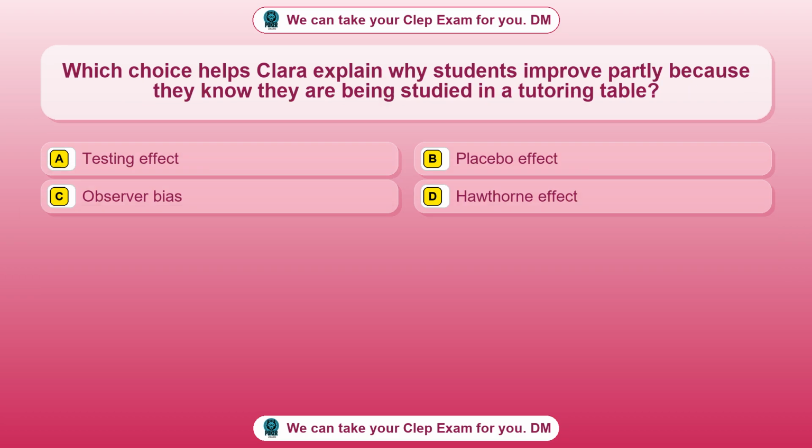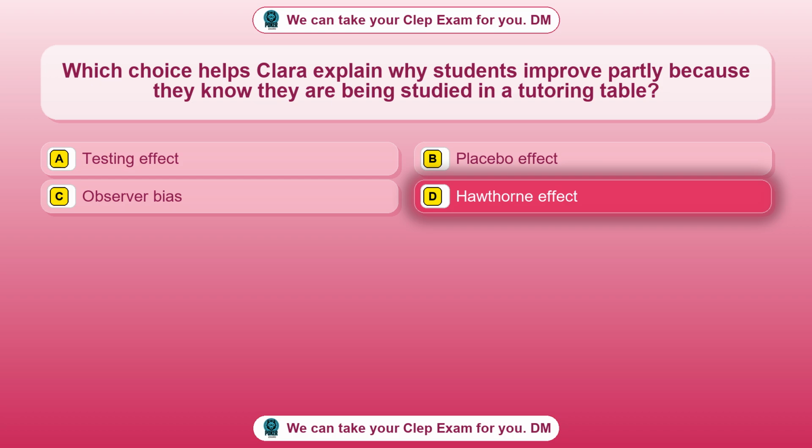Question 96. Which choice helps Clara explain why students improve, partly because they know they are being studied, at a tutoring table? Option A, testing effect. Option B, placebo effect. Option C, observer bias. Option D, Hawthorne effect. The correct answer is option D, Hawthorne effect.